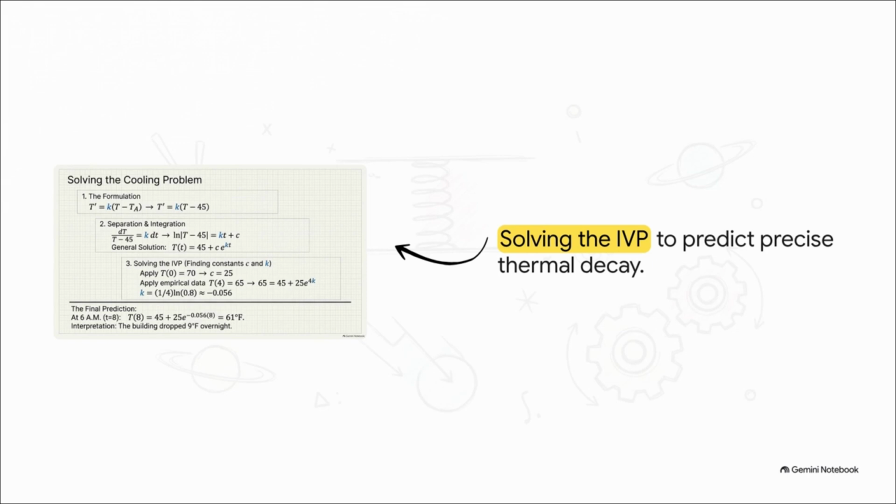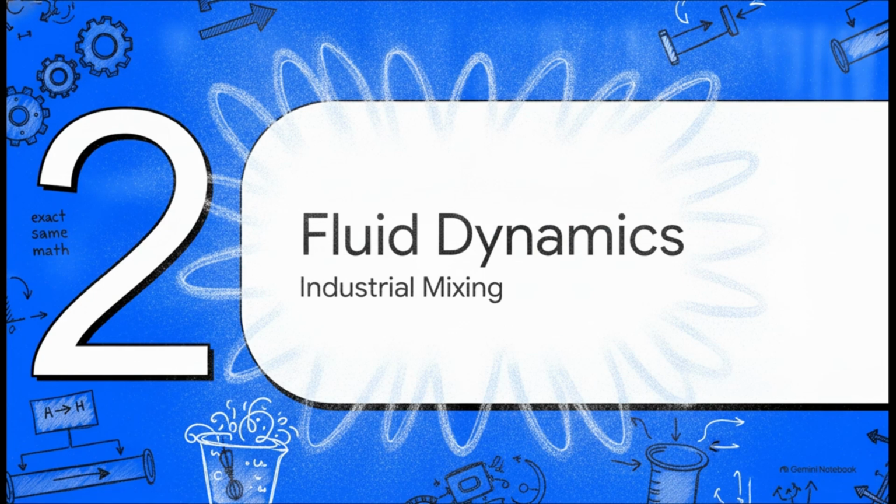When we separate those variables, bringing the temperatures to the left and time over to the right and integrate, we get a natural log that exponentiates right into a beautiful exponential decay curve. By applying our initial temperatures, the math perfectly predicts that the building will drop exactly 9 degrees by 6 a.m. Section 2. Fluid dynamics, industrial mixing problems.